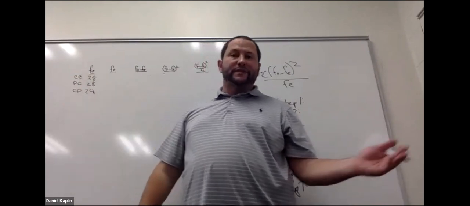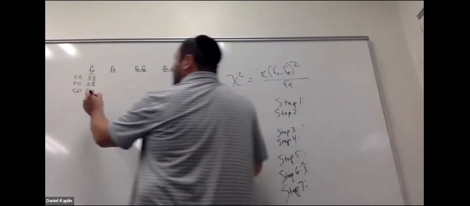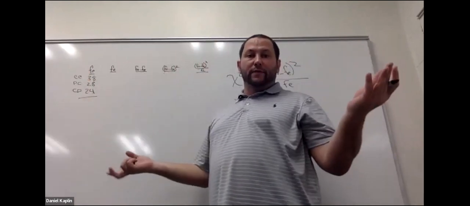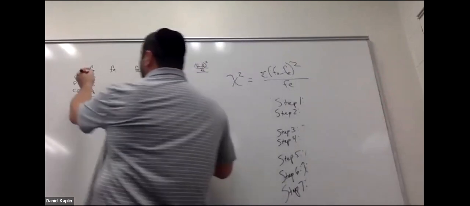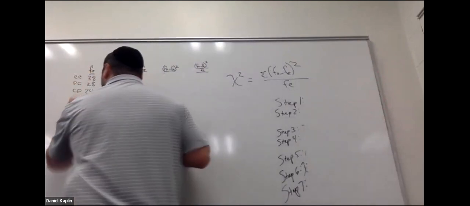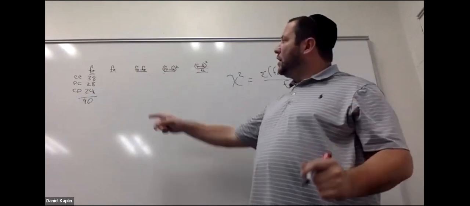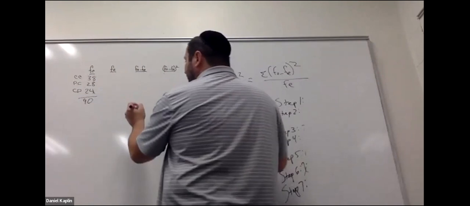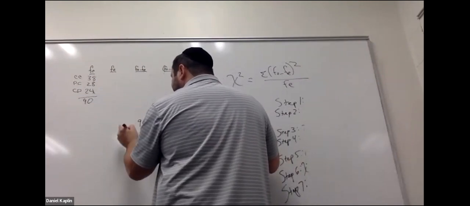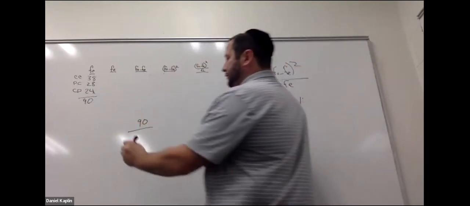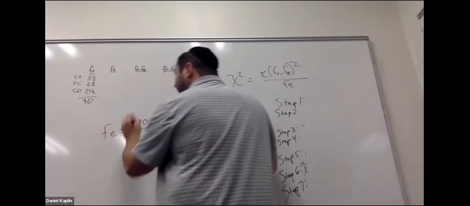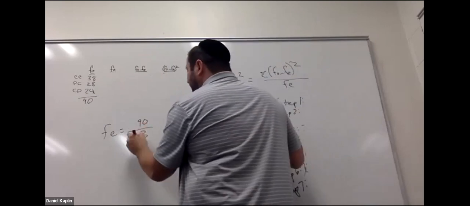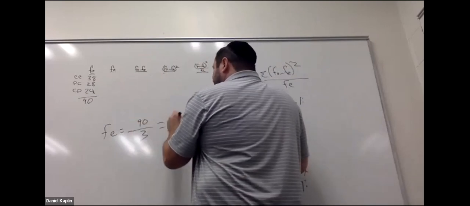Now, same steps apply as the last one. We're going to add up our FO column to see how many participants we had. And if we add that up, we're going to get 90. So now, how do we get the frequency expected? We say the total number of participants divided by the number of categories. So there were 3 snack foods here. So 90 divided by 3 is 30.